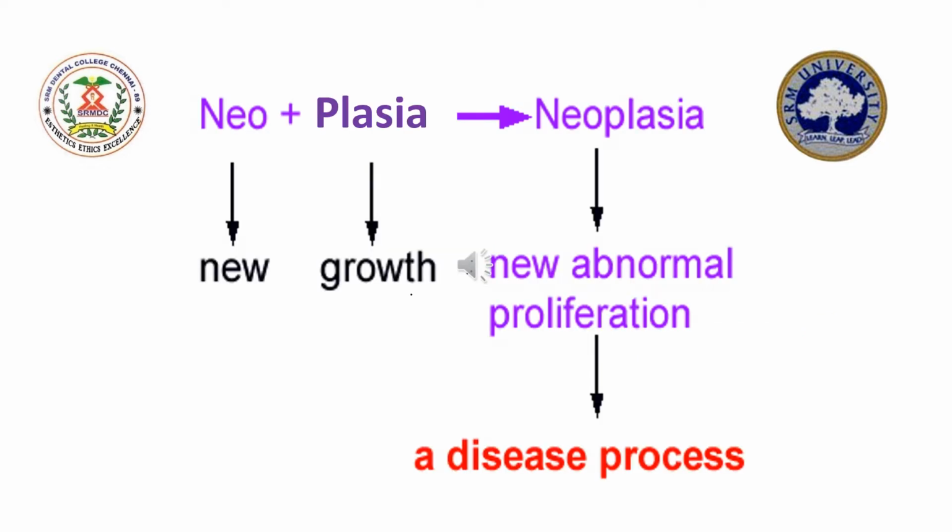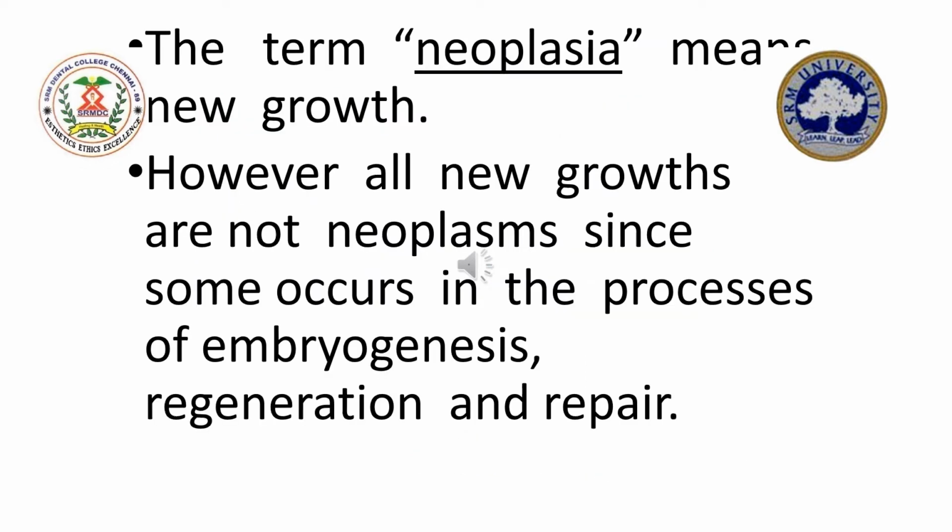So neoplasia means new abnormal proliferation or new abnormal development. We can split neo as new and plasia as development. But this will not give us a precise definition. New growth alone does not give us a complete definition because there are so many new growths which cannot be considered neoplasia, like proliferation or growth which is taking place in embryogenesis, repair and regeneration. These come under normal development, whereas neoplasia is an abnormal development.